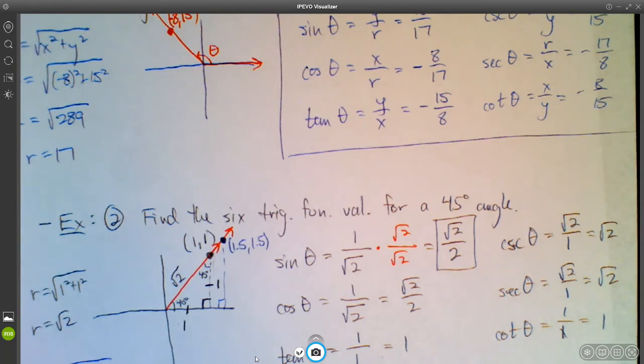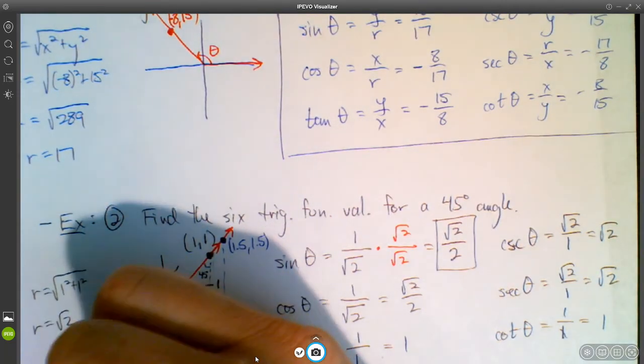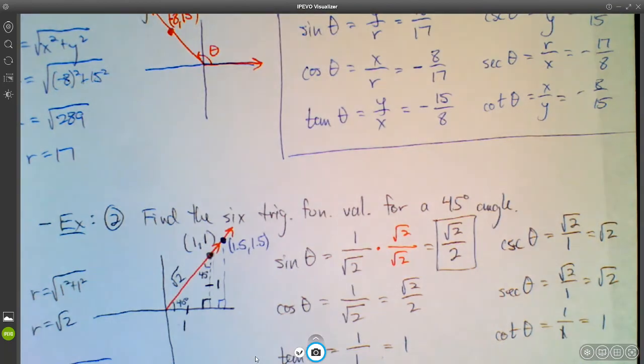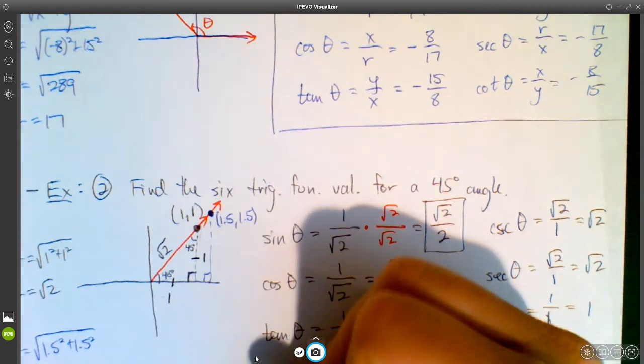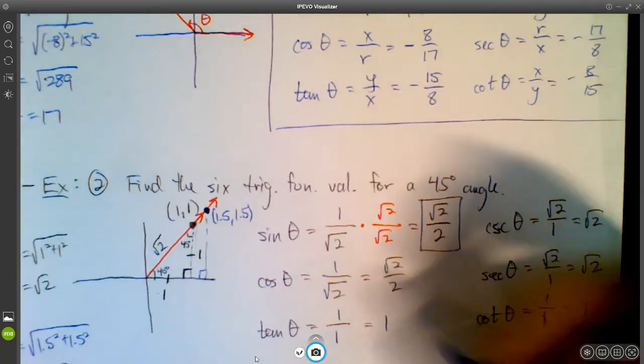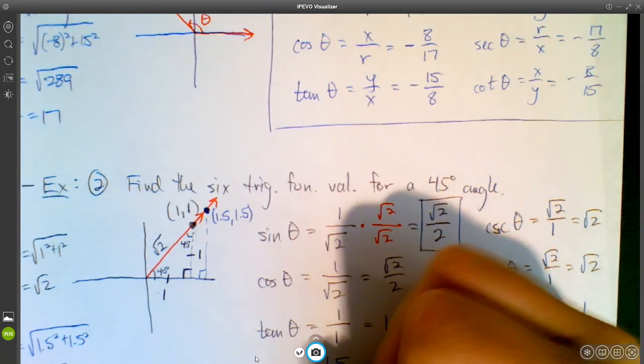So that would be the square root of 4.5. I wonder, square root of 4.5, what is this? Oh, that's nasty. No, I'm just going to leave it. Square root of 4.5. Okay, so what would sine be? Well, sine theta would be y over r.